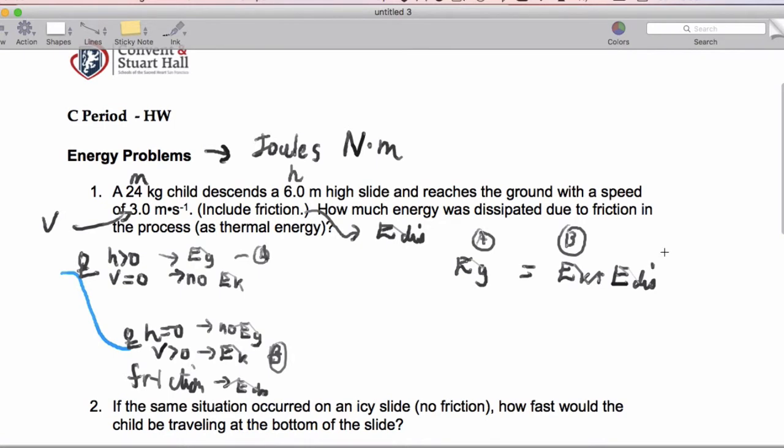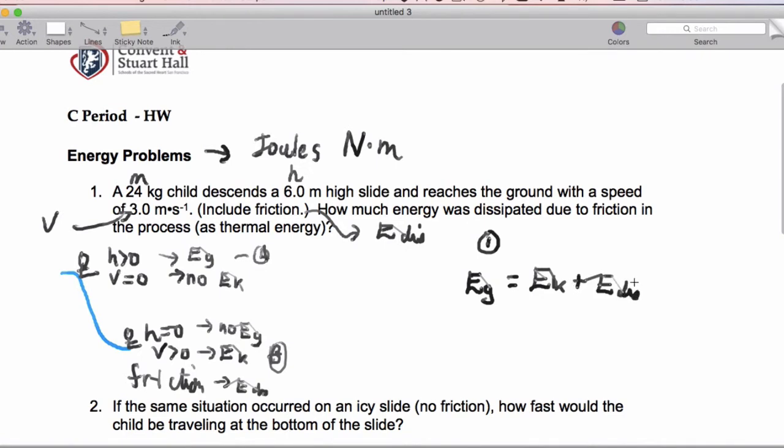Once again, let's go back to our notes, and I don't like the way that showed up, so let's try this again. Eg equals Ek plus E dissipated. So keeping that in mind, we're going to say that mgh equals 1/2 mv squared plus E dissipated. And to be clear, we want to know what the energy dissipated due to friction was. That's this number right here.